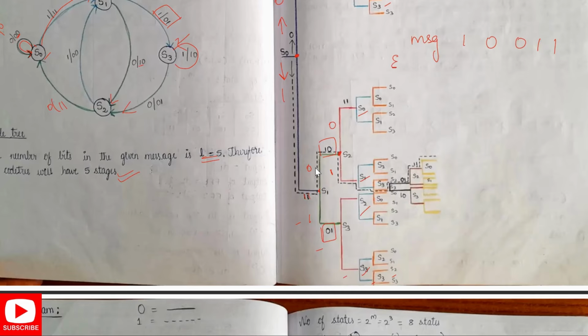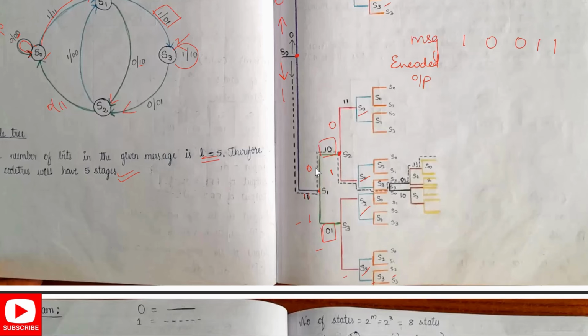So let's see the encoded output that we are getting. Firstly, for the 1, we will start with S0. It is moving to what? 1. We will move downward. So for 1, what did we get here? We got our answer as 1, 1. So the encoded part is 1, 1.